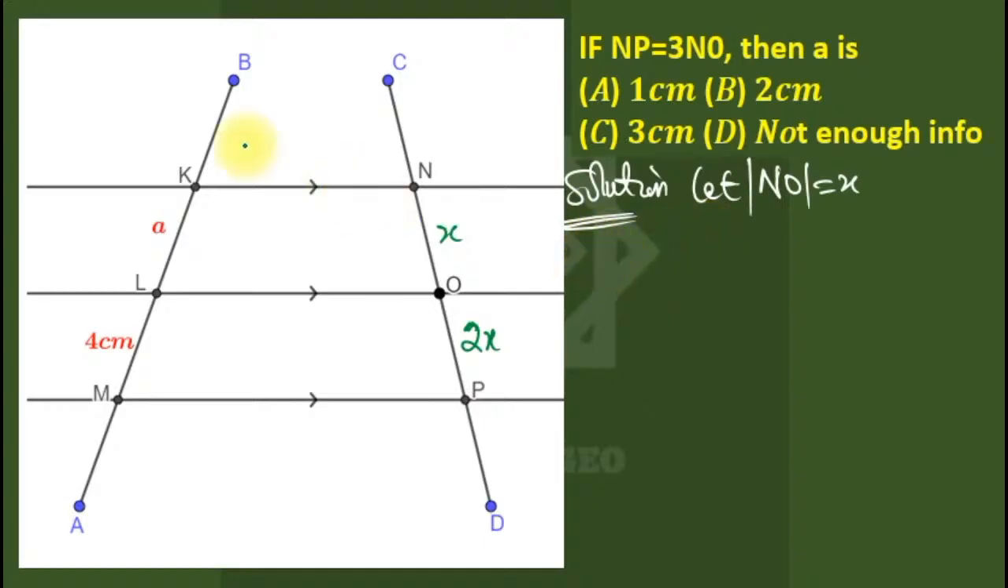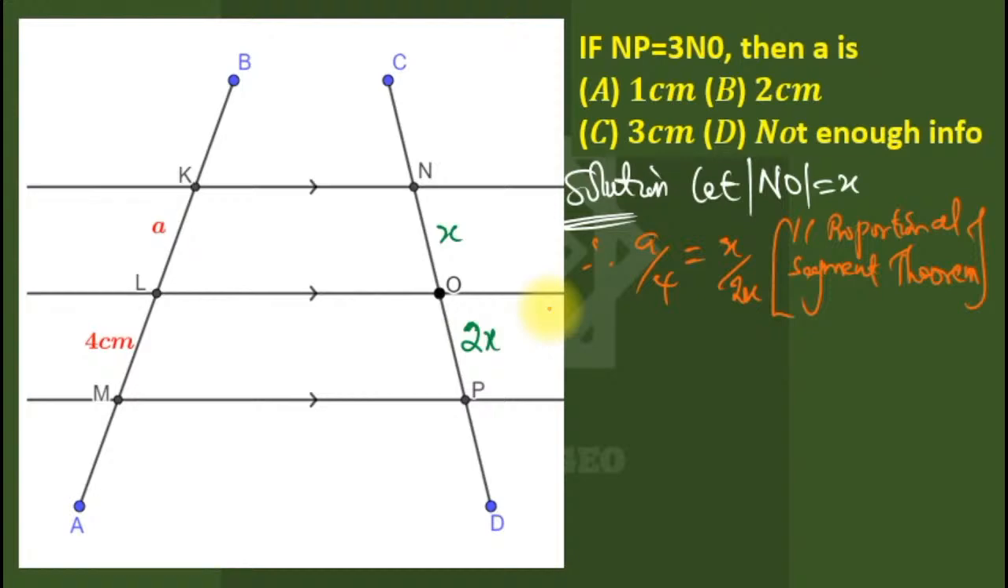Therefore, A over 4, using the parallel proportional segment theorem, is X over 2X, which is half. So A is 4 over 2, which is 2. A is 2 because this is half, so that is the answer, 2 cm, option B.